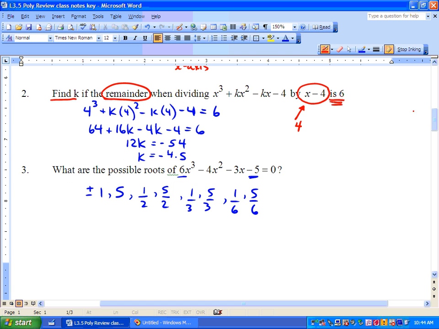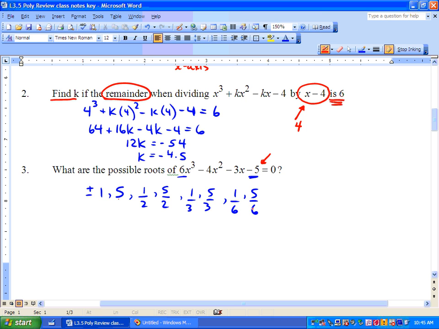Question 3 asks you what are the possible roots of this equation. Please remember that it's not just plus or minus this last constant here. I mean, yes, that's part of it. Here's the plus or minus 1 and 5. But remember, the actual way to find all of the roots is called the rational zero theorem, which means it's all of these factors divided by all of the factors of your first coefficient.